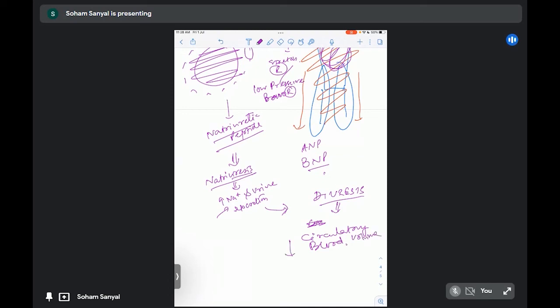So circulatory blood volume, it has been seen that up to a 10 to 15% decrease in circulatory blood volume can occur.